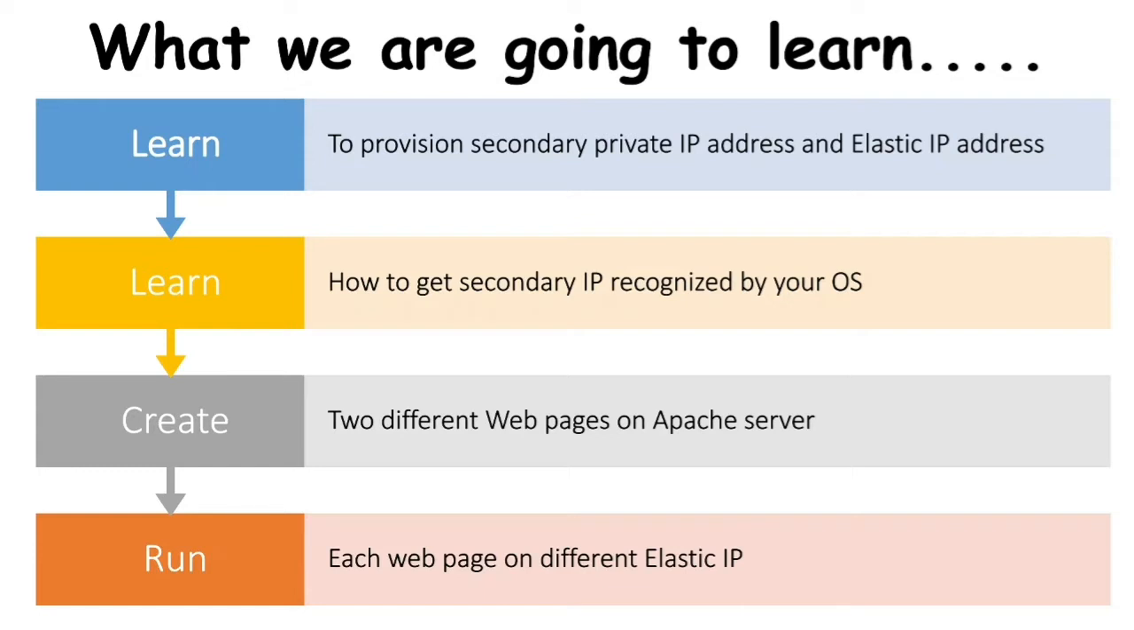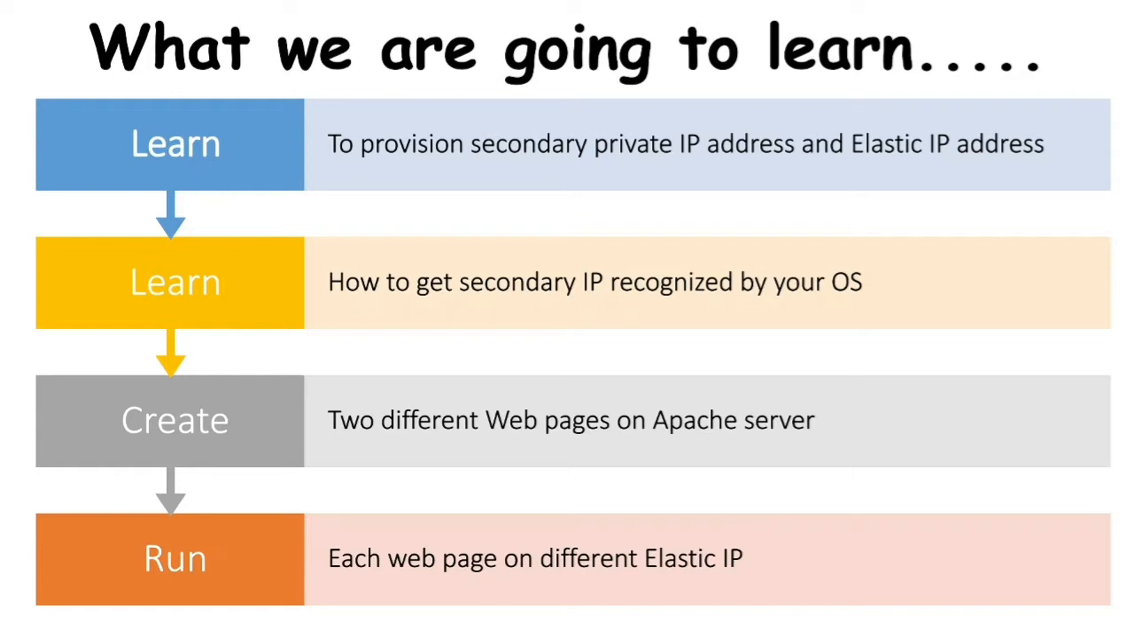Next, we will be learning how to get our secondary IP recognized by our operating system, because when we launch an EC2 instance, it is provided with a single public IP and a single private IP, right? After that, we have to make them recognized by the underlying operating system of our EC2 instance. So we're going to see how we can do that.